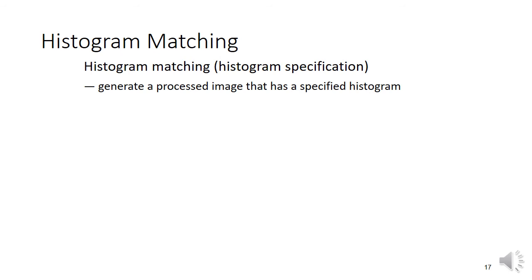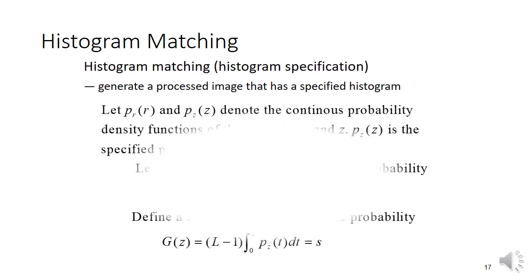Okay, the next topic is histogram matching. It is also called histogram specification. We have to generate a processed image that has a specified histogram. In histogram matching, we have a specified histogram, and after calculating, matching and manipulating that histogram, we have to generate the processed image.